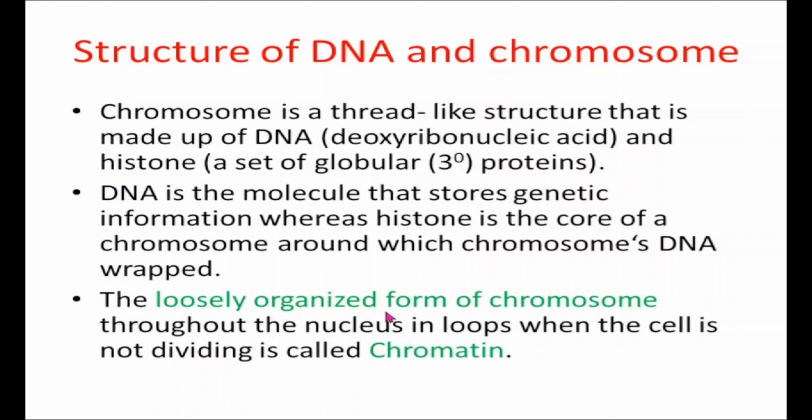The loosely organized form of chromosome throughout the nucleus in loops, when the cell is not dividing, is called chromatin. If the cells are in a division state, then we call it a chromosome because it will be condensed and visible. But without cell division, we call the thing chromatin.